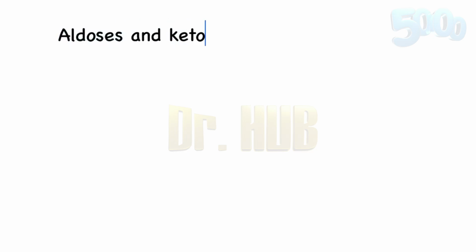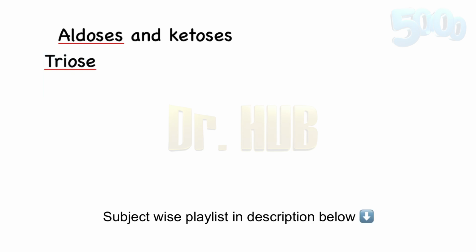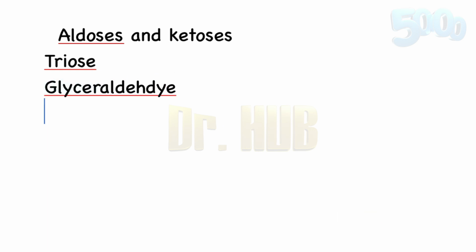Aldoses and the ketoses. So first let's look at triose. Under triose, what do we have? There is aldose, that is glyceraldehyde. So aldose is glyceraldehyde and ketose is the dihydroxyacetone.